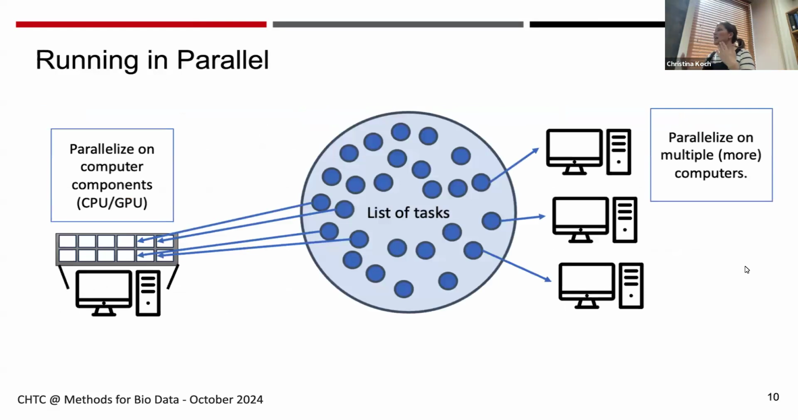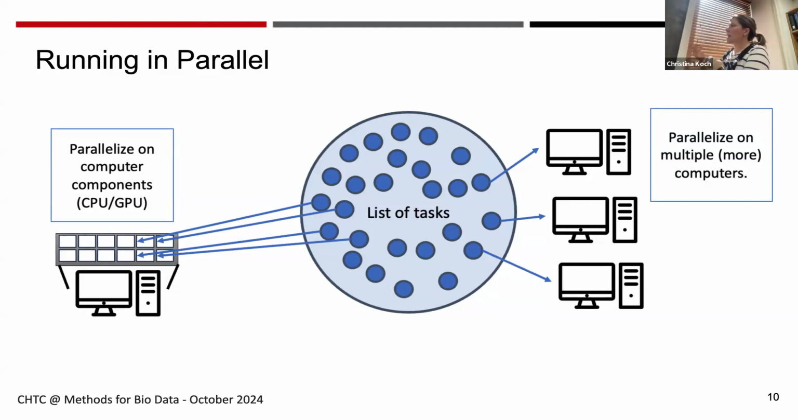And so there's different ways of running in parallel. You might have a single task, so that would be a single simulation, a single pipeline, a single command in the pipeline that can be parallelized and run on different pieces of the same computer. So that's what's shown on the left. Parallelizing on computer components. This is how a lot of machine learning libraries work, is this idea of the computer components have lots of little pieces and you can break up your problem and run them in parallel.